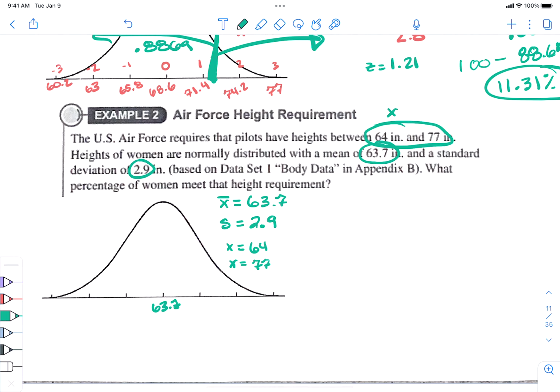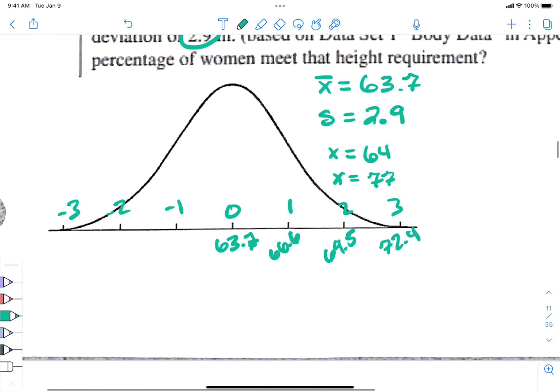Let's go ahead and label our stuff. 63.7 is here. That's at 0. Then we have 1, 2, 3, -1, -2, -3. Should we label this or not? Okay. 66.6. 69.5. 72.4. Going the other way. 60.8. 57.9. And 55. Thank you, Kelsey.